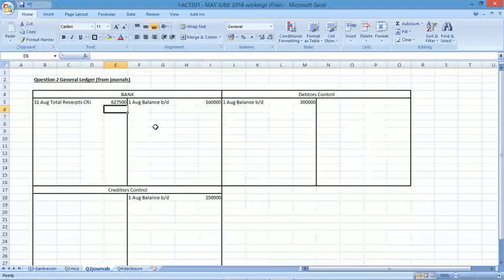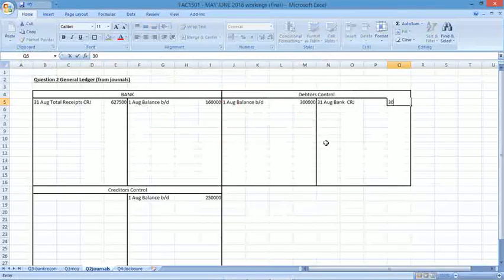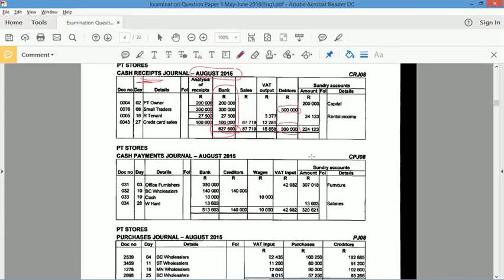So 300,000 is going to come off the debtors control because it would have been received. Okay, so 31 August, bank, cash receipts journal, and the amount 300,000. Debtors control as an asset is decreasing because customers are paying us as a business. The business is receiving. So do you have more or less debtors? You'll have less debtors. Less debtors mean the debtors will decrease on the credit side, and there's the 300,000.